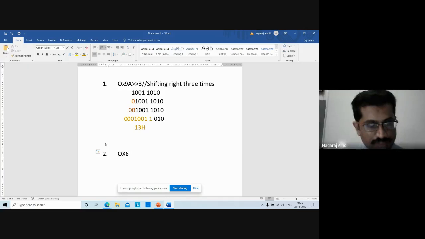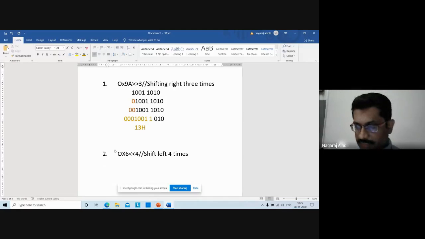Next, 0x6. This is slightly different. You'll see this 0x6 shift left by 4 times. Now how do you write 0x6? 6 means there is no 0 here. Remember, it is only the single digit 6. So you have to write only 0110. It is 6. Only 6 is there.